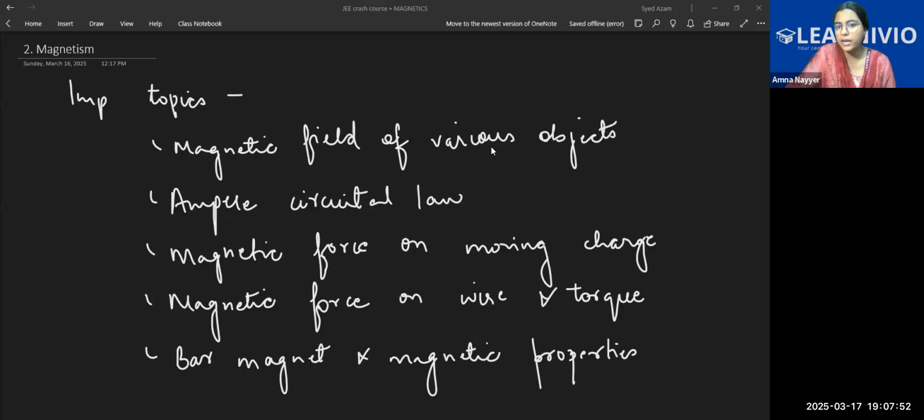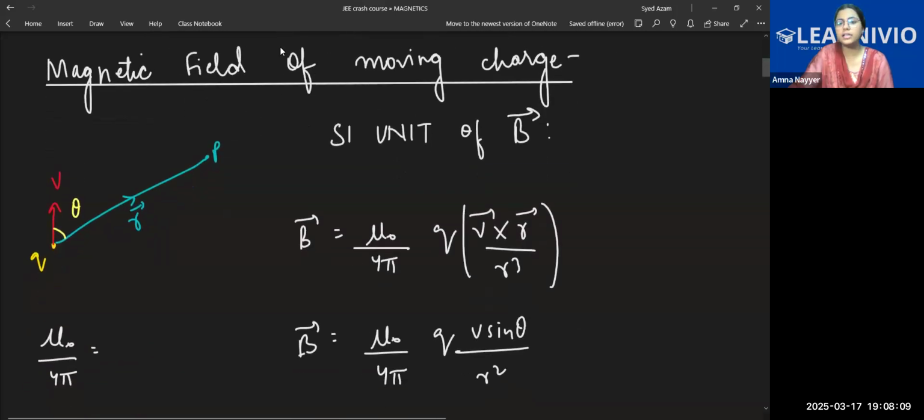So I'll try to cover this today, and if time is left, then I'll start with Ampere circuital law, because mostly we have to focus on the numericals, and recently the numericals have come from this first topic, magnetic field of various objects. So what all things you need to know? Firstly, this concept of magnetic field. When a magnet is present, surrounding it there's a space where you can feel the magnetic properties. That is called the magnetic field.